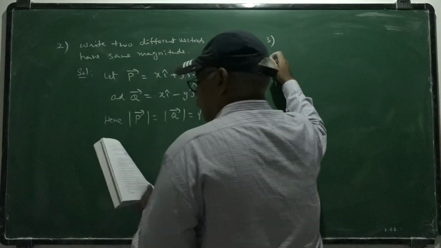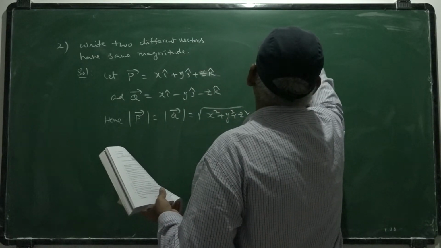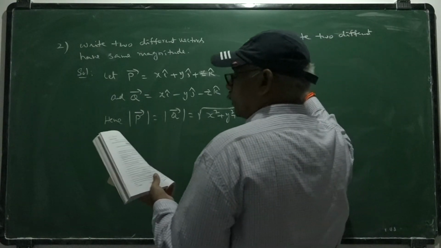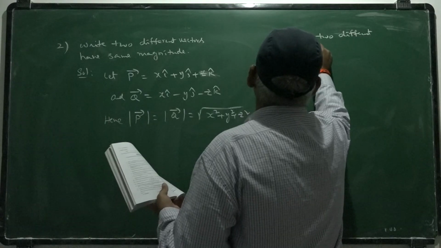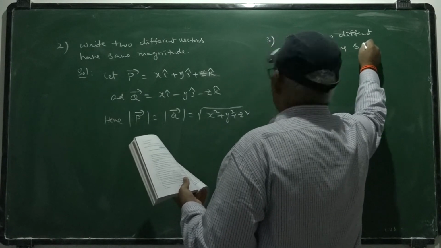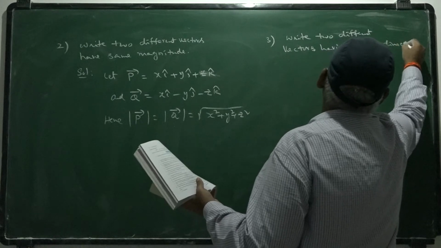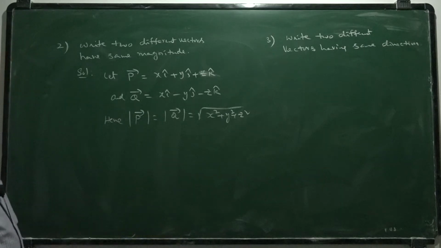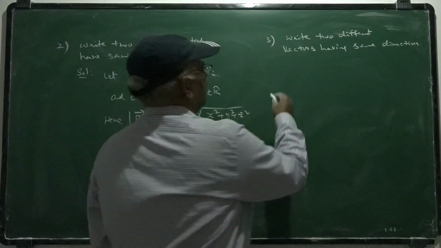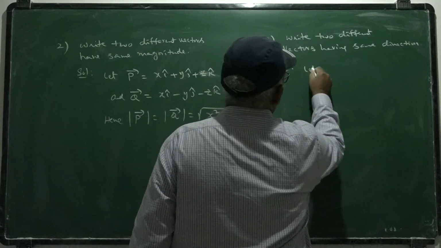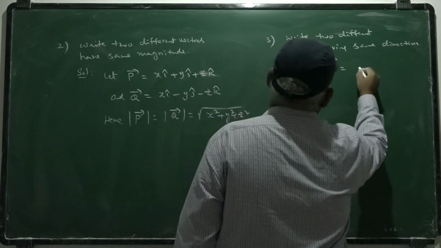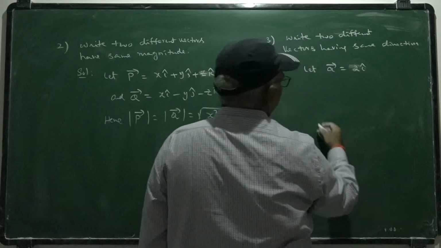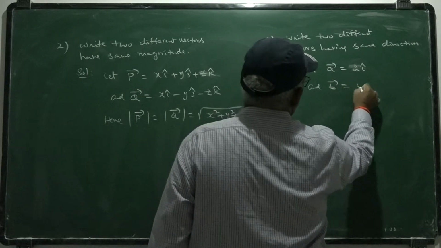Third one, write two different vectors having same direction. Write two different vectors having the same direction. Very simple. Let A bar be some 2i, of course, and B bar be 5i.